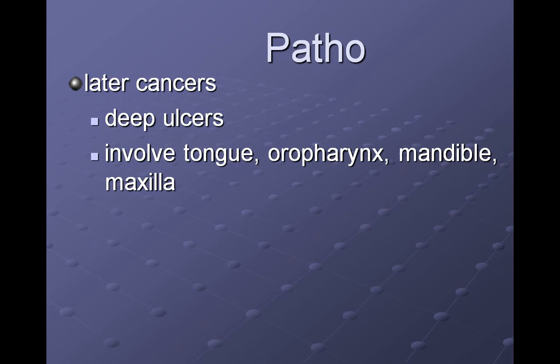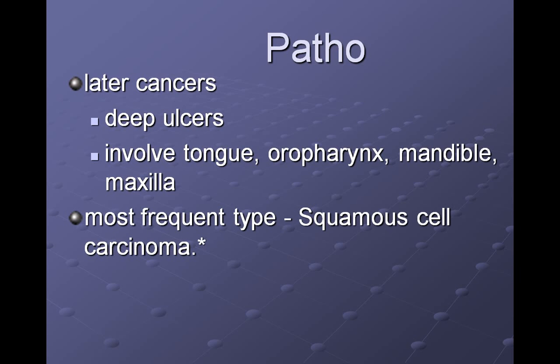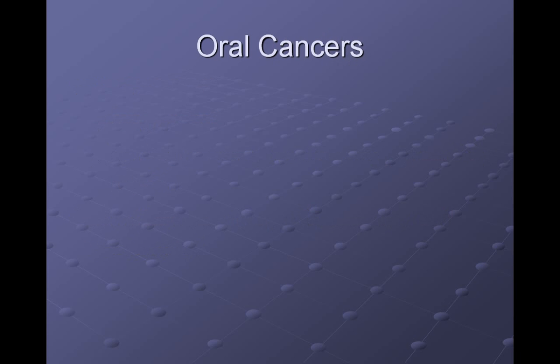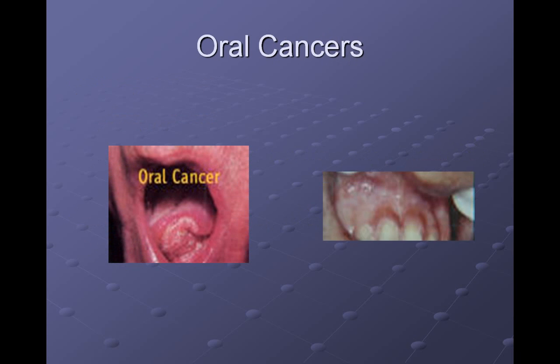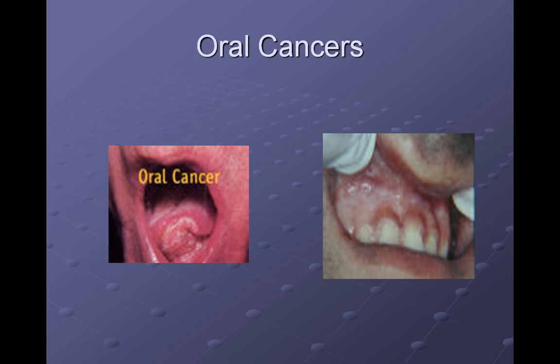Late cancers associated with neoplasms of the mouth result in deep ulcers. They involve the tongue or pharynx, mandible, and maxilla. The most frequent type is caused by squamous cell carcinoma. Or cancers, here we have two pictorial illustrations.